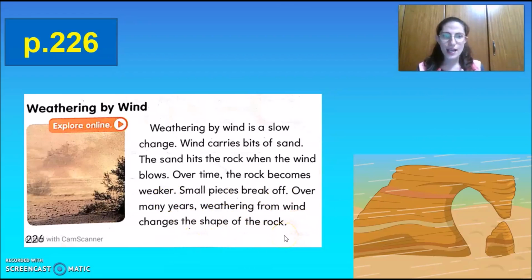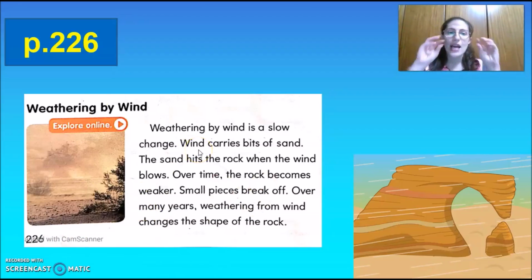So what are they telling us? We listen up carefully. They're telling us that weathering, which is a process that breaks rocks into smaller pieces, happens with the help of the wind. Why? How does this happen? They're telling us that the wind, what about the wind?